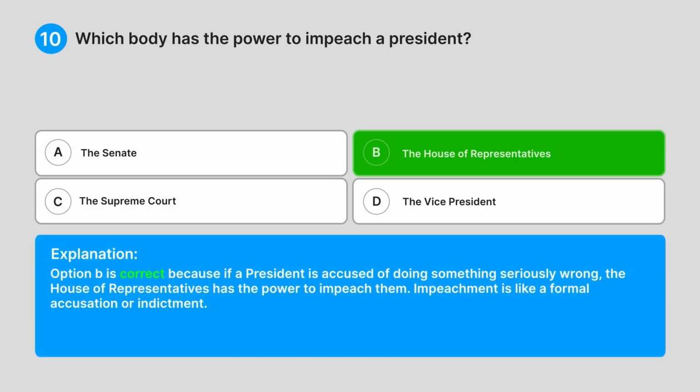Explanation. Option B is correct because if a president is accused of doing something seriously wrong, the House of Representatives has the power to impeach them. Impeachment is like a formal accusation or indictment.